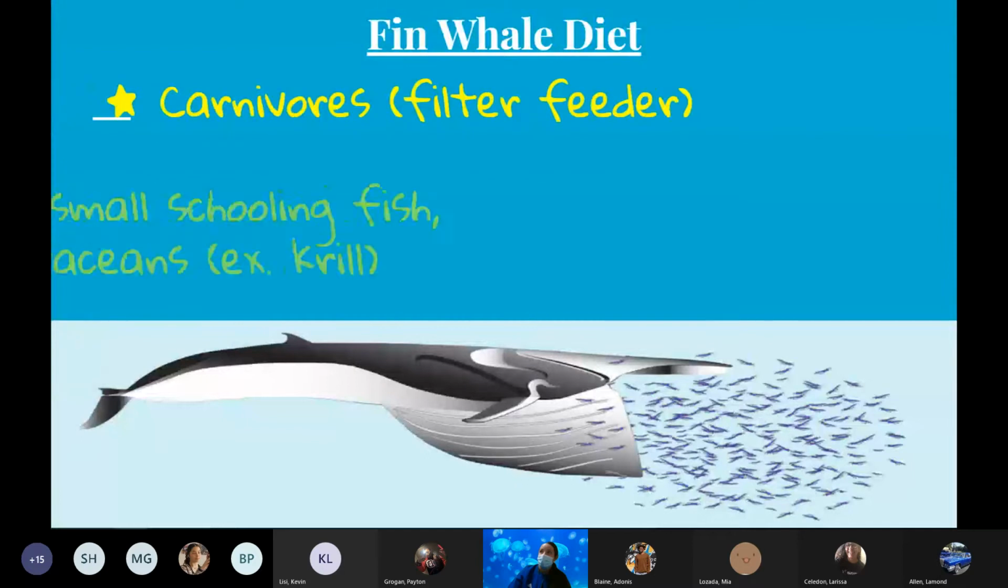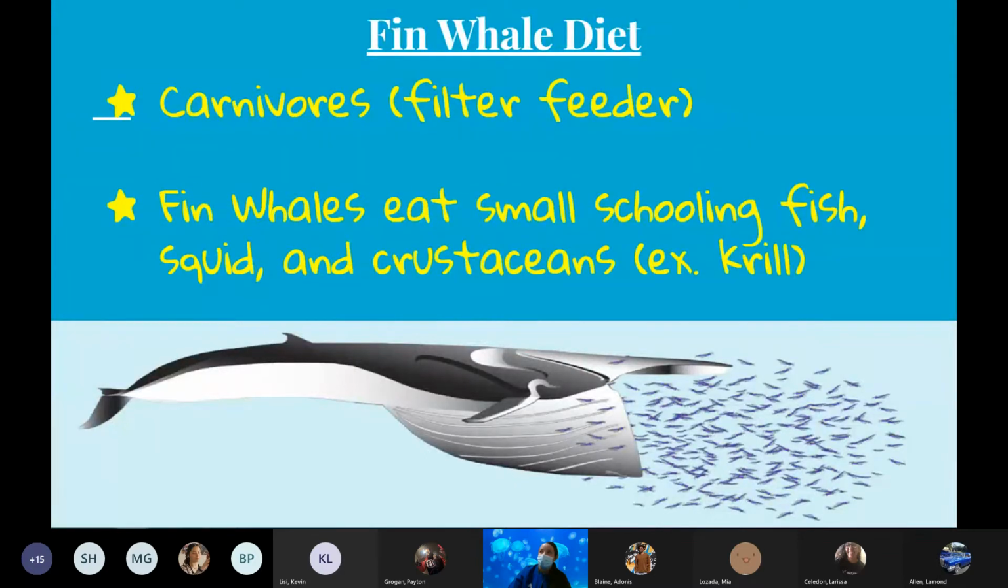The fin whale diet, all right, they're carnivores and they're also considered filter feeders because of the way they eat. They pretty much swallow their food whole because they're a baleen whale, so they have toothbrush teeth. But they eat small schooling fish, squid, and crustaceans like krill.